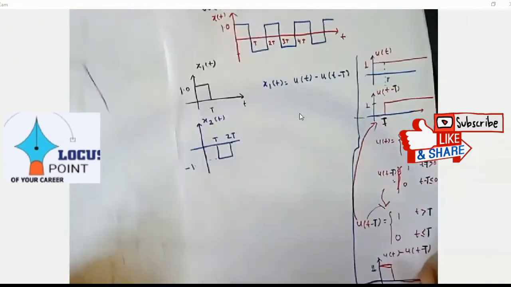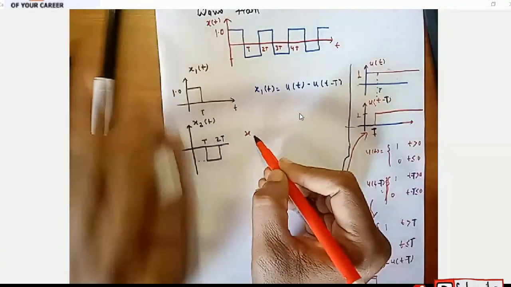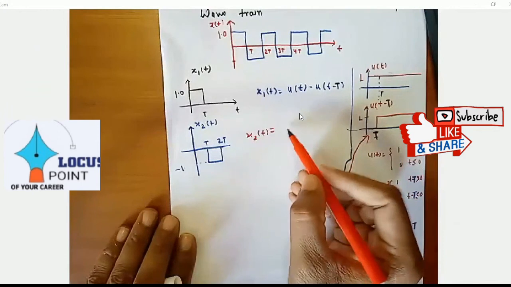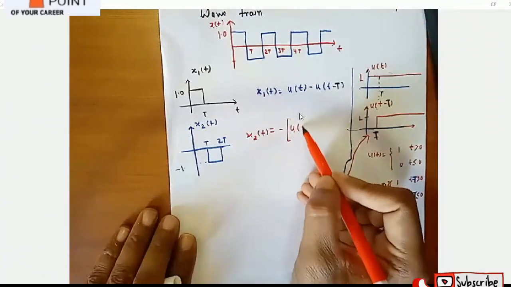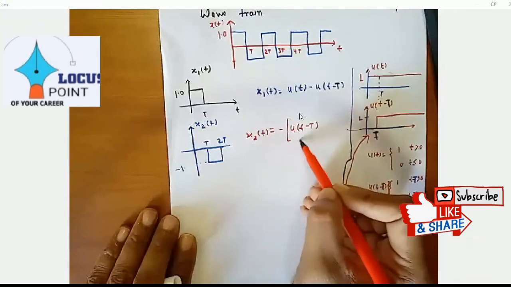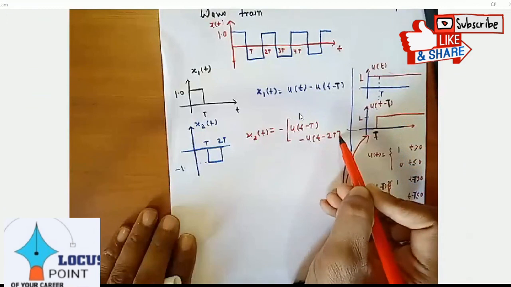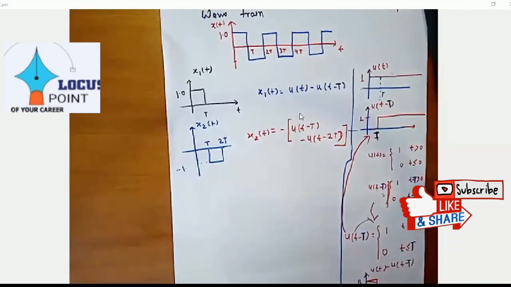So finally, you can write the equation here. Look here. The equation for x of 2t is minus the whole bracket, u of t minus capital T minus u of t minus 2T. Completed.